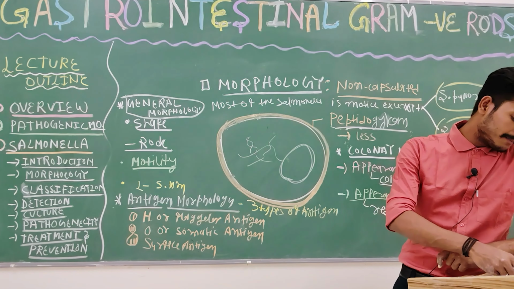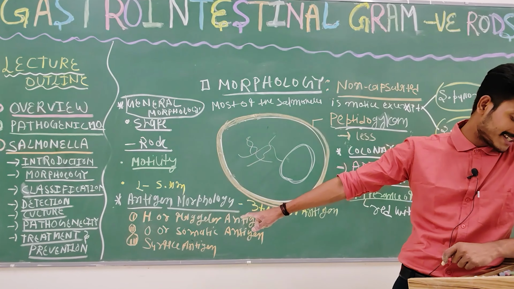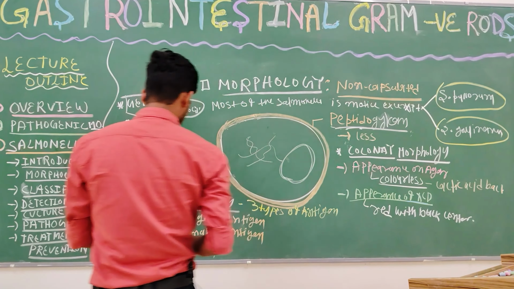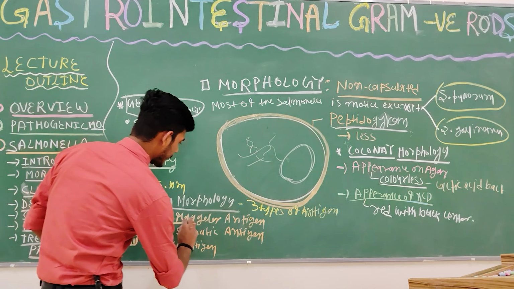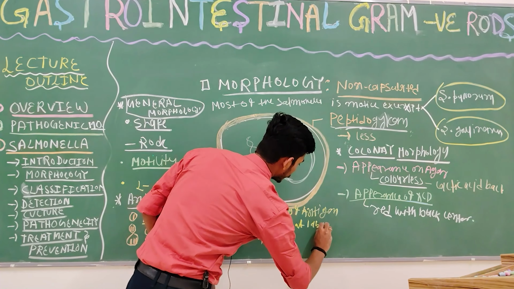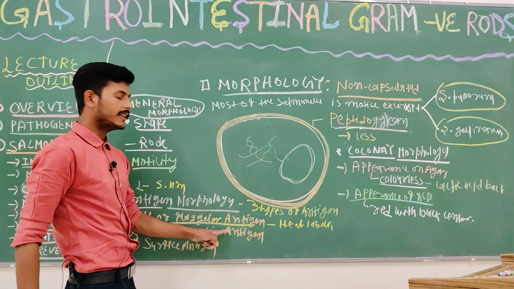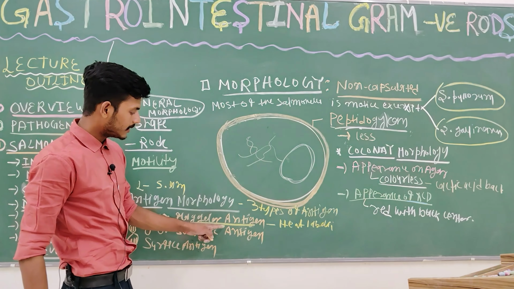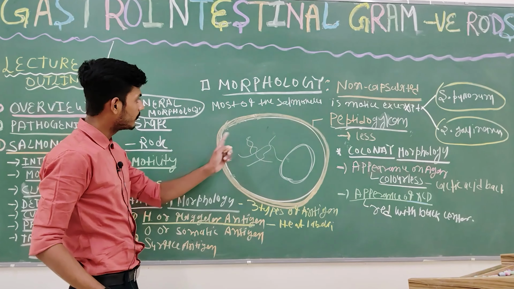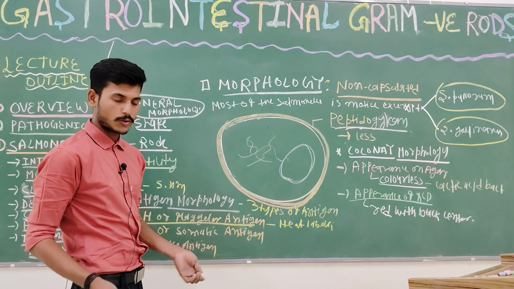So the heat labile antigen of this bacteria is the H antigen, and O is heat stable. Heat labile means they will deactivate if you provide 56 degrees Celsius or above. This antigen of the bacteria will destroy itself. But this O or somatic antigen is a naughty kind of antigen, and it is the more pathogenic one.